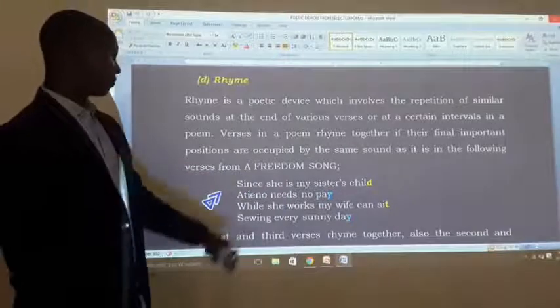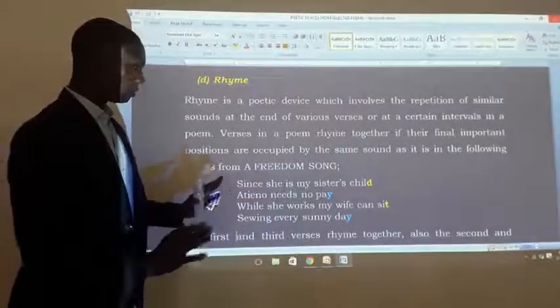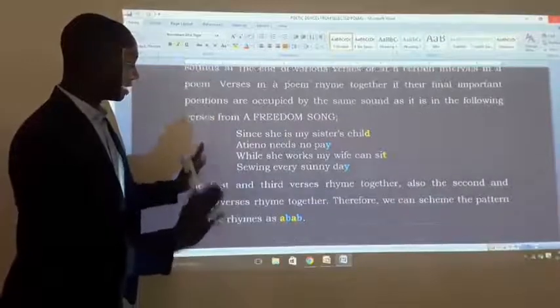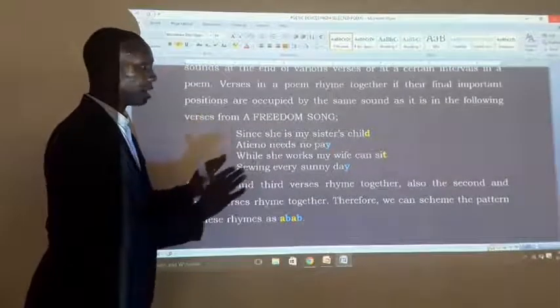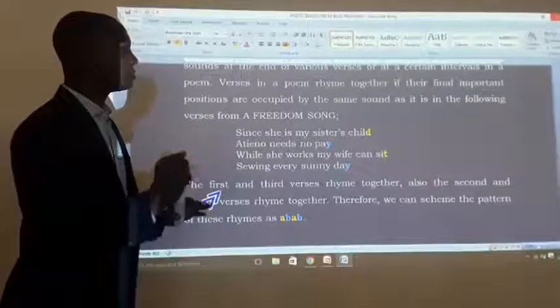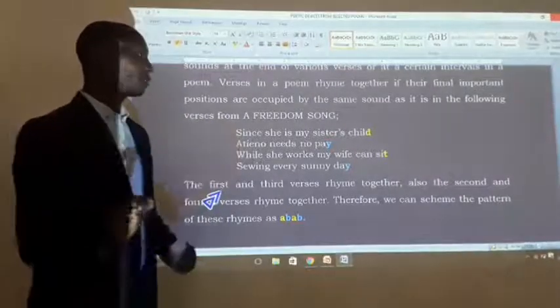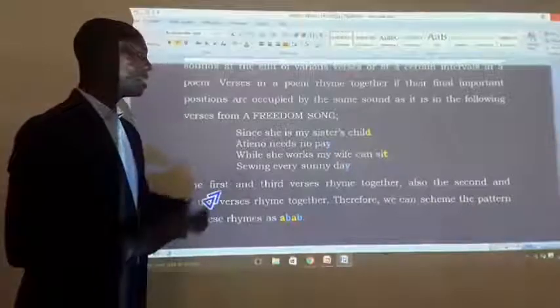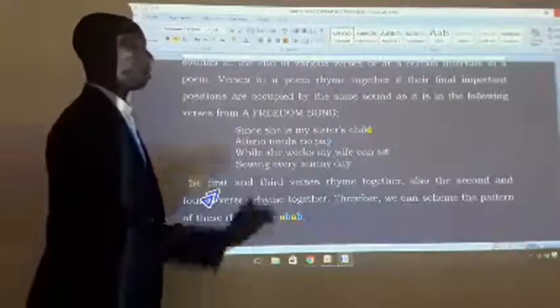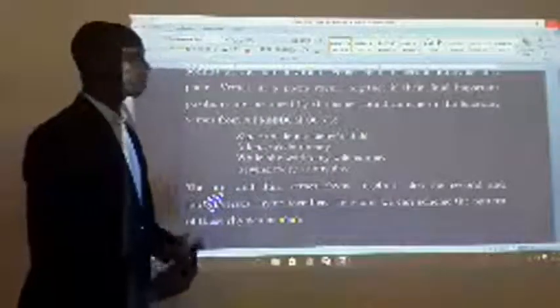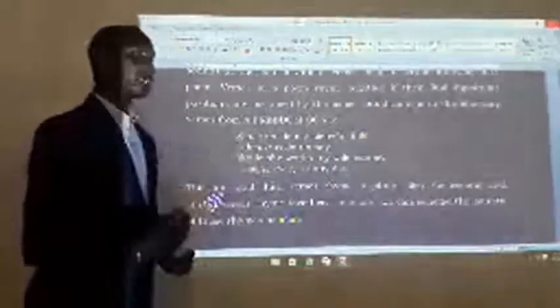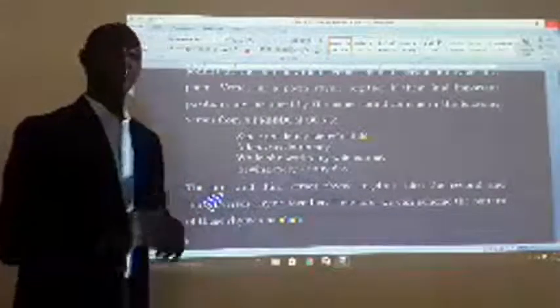You can see one of the stanzas has some forms of rhymes. As you can see, since she is my sister's child, this verse ends with the T sound. Then the next verse ends with prayer. Then the third verse, sit. If you can see, G and T have the same sound. We have what we call near rhymes.